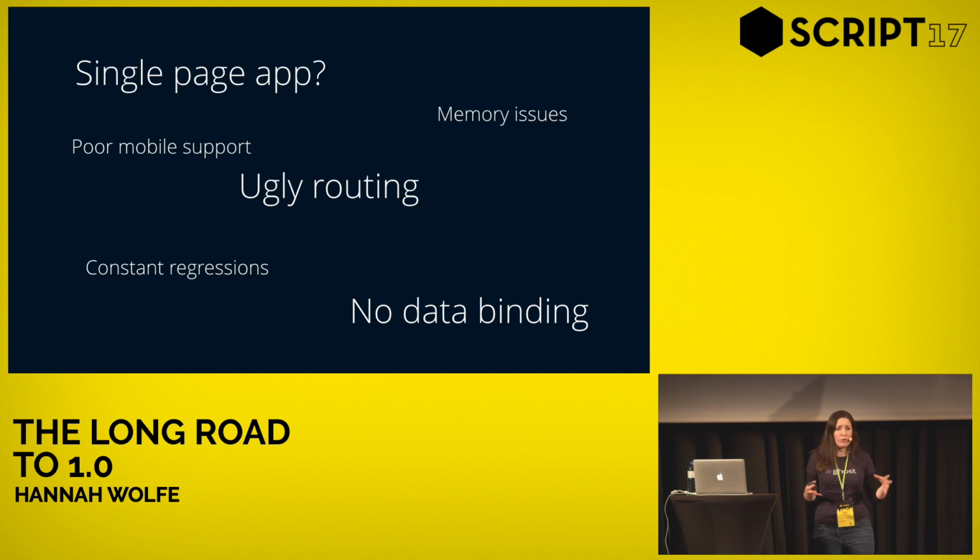For starters, we weren't sure if we were a single-page app or not. Some stuff was being rendered on the server when it really shouldn't have been. We had this ugly routing, sometimes Backbone was doing it, sometimes Express was doing it, and we had no data binding. We were binding everything manually, which is the most fragile thing ever. And we just had memory issues and all of these other problems. And it felt a lot like this.